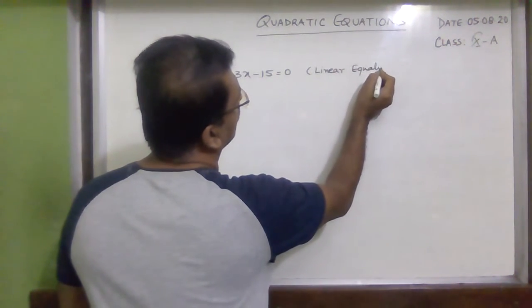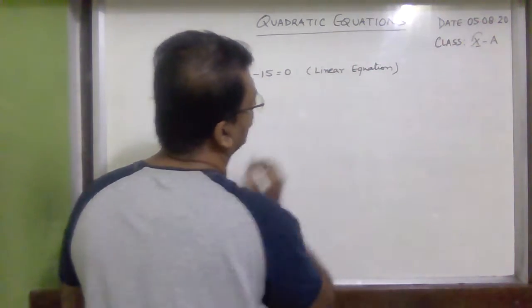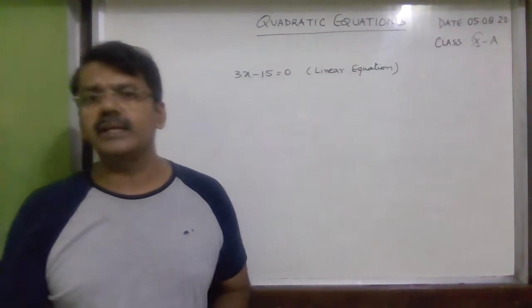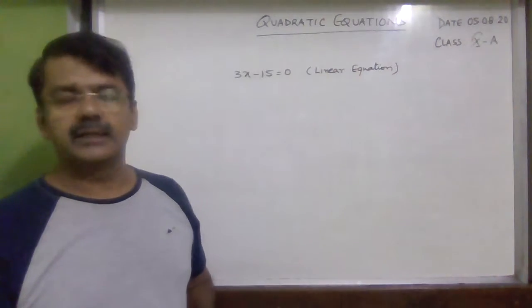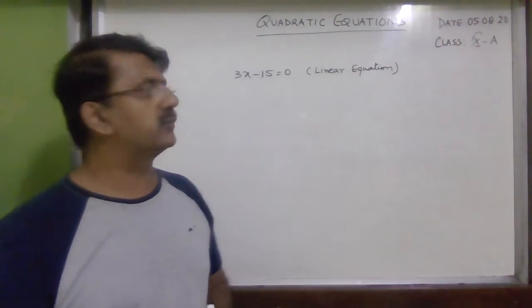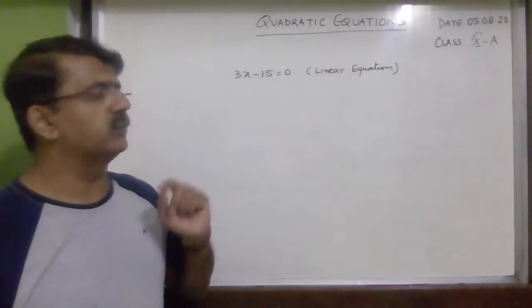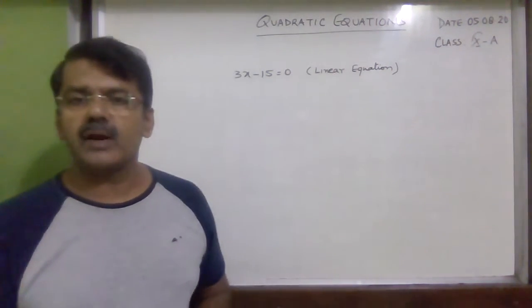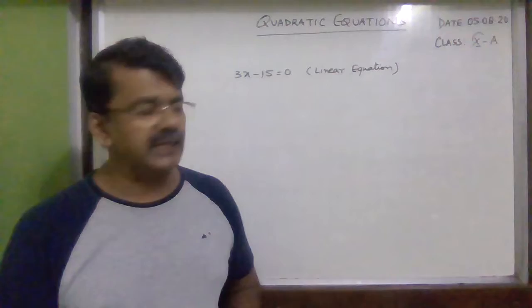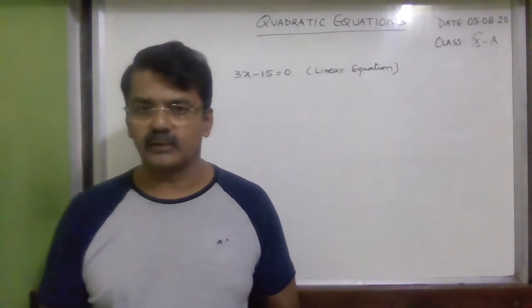Linear equation. Okay. Why is it called a linear equation? Because here the highest power of x, or the unknown, is 1. When the highest power of x or the unknown is 1, then it is called a linear equation.